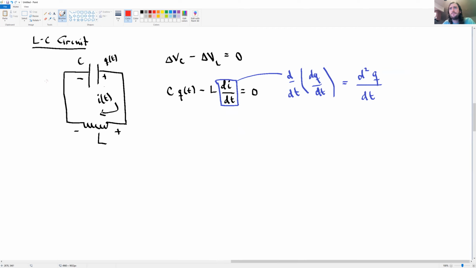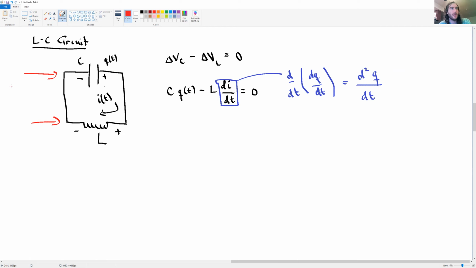Here's our circuit. We have a capacitor up top, an inductor on the bottom, and no voltage source, no battery in this circuit. Could we have a battery in this circuit? Yes, we definitely could. If we had a battery in this circuit, what would happen? Well, the capacitor would eventually become fully charged and no current would flow in the circuit.